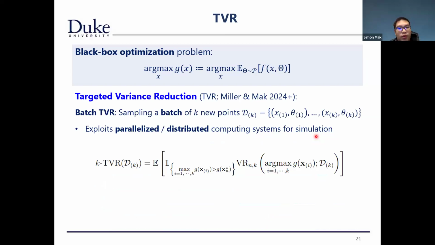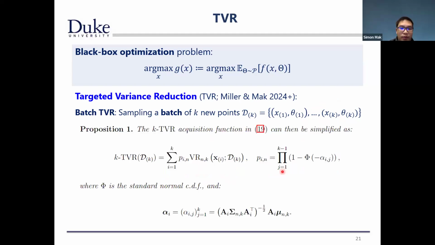Now, one thing when we're doing this in practice is that oftentimes we can explore parallelized or distributed computing systems for simulations, meaning we don't have to simulate things sample by sample. In fact, in a lot of these systems, it's often more efficient to sample things in batches of little k points, to pick a batch of 10 points that we want to sample from. And we can easily extend this TVR to these batch sampling algorithms as well. All we have to do is modify this improvement part by taking the best case out of all of the batch sample points, greater than the current best solution, and then we replace this with the argmax of G as well.